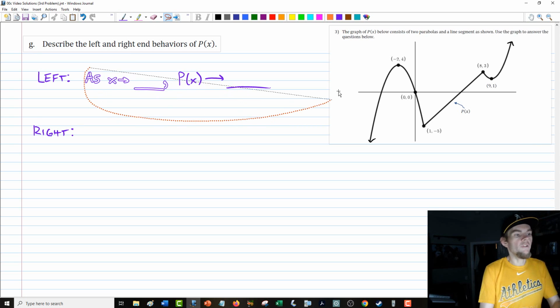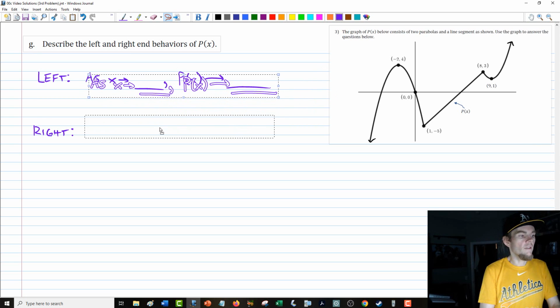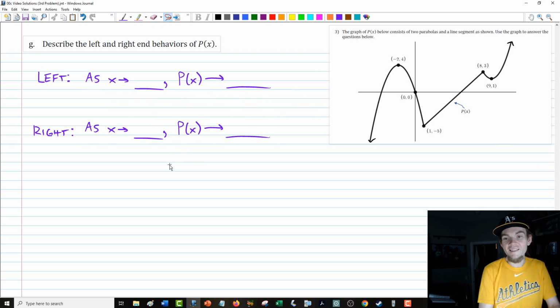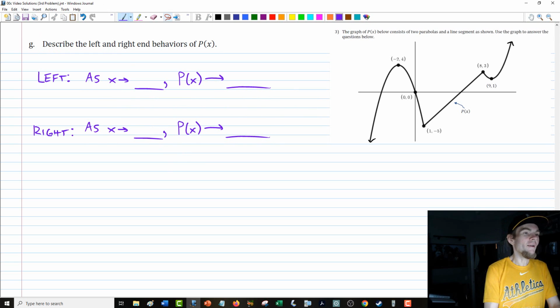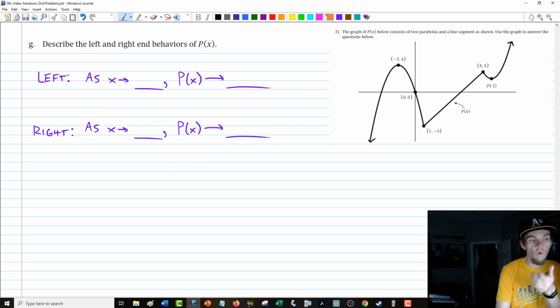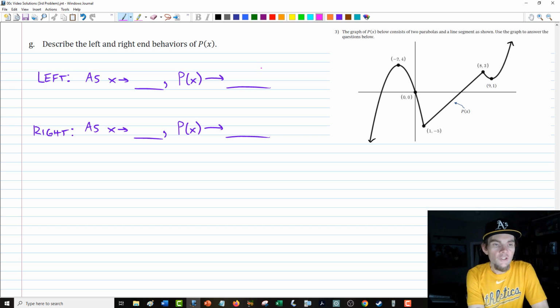And for this, I'm going to take advantage of the fact that the setup is exactly the same. So there we are. Okay, now, the question is, what are the left and right end behaviors? So easy way to tell. Go all the way to the far left end of your stuff.